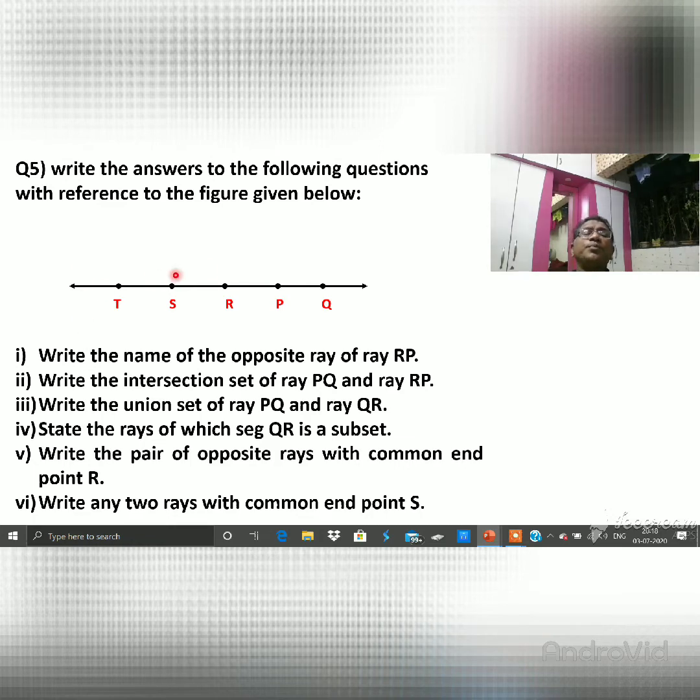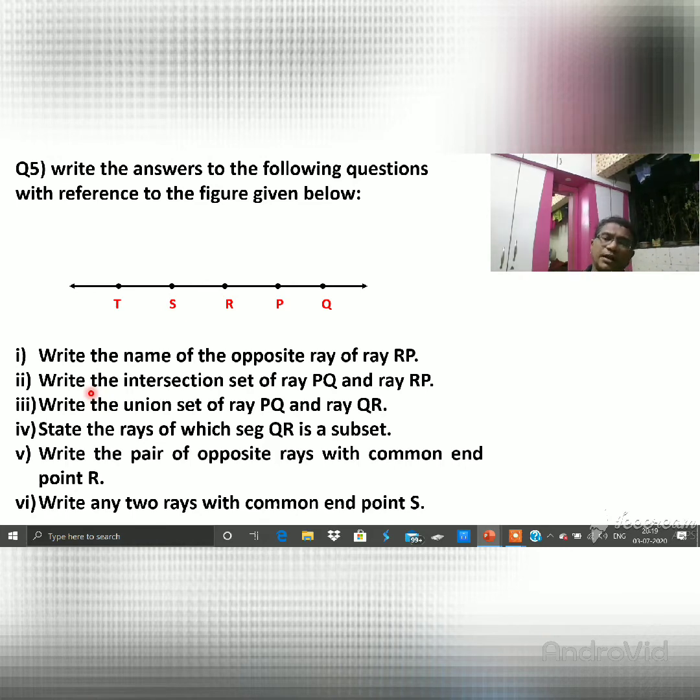But there are no other points given. So the opposite of RP: RP is going to the right hand side, so the opposite rays are going to the left hand side. So first is RS, second is RT. Okay. So the names of the opposite rays are written here. Then I will explain it with the help of the diagram, and afterwards we can solve this.